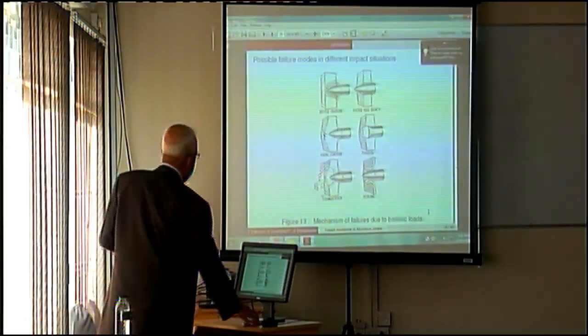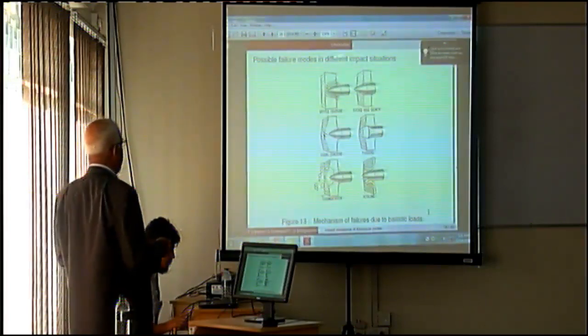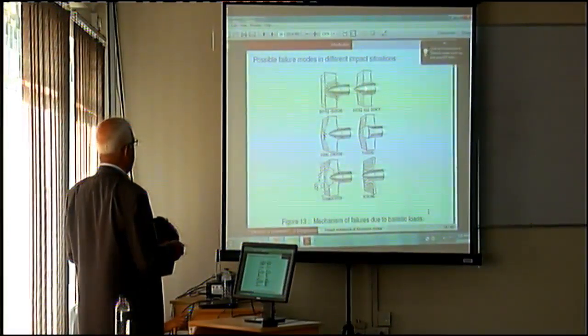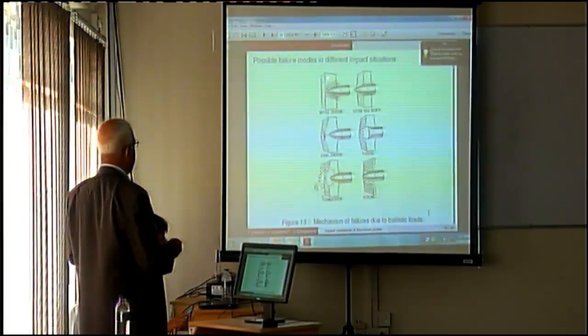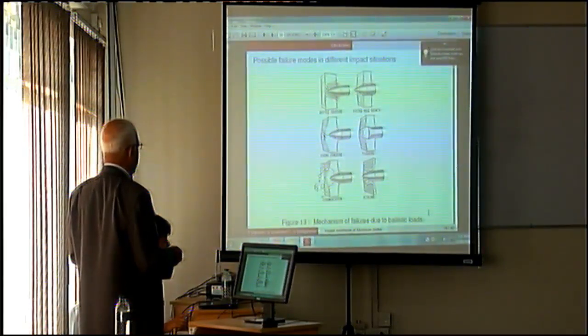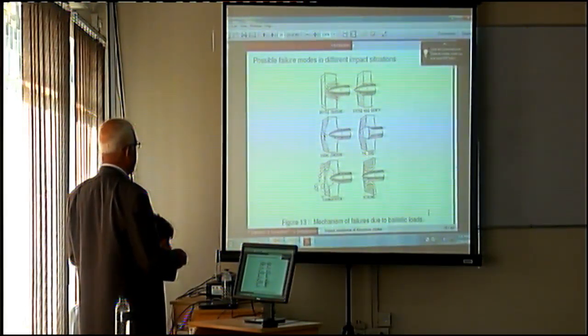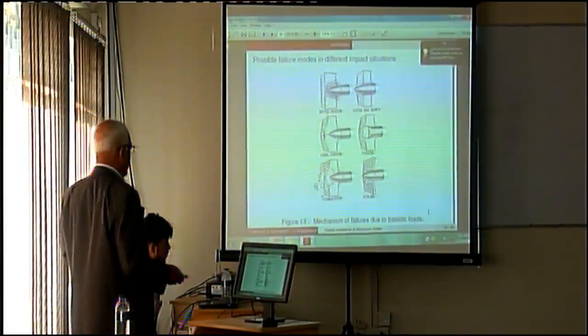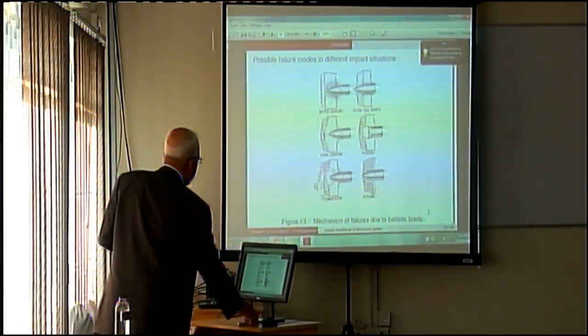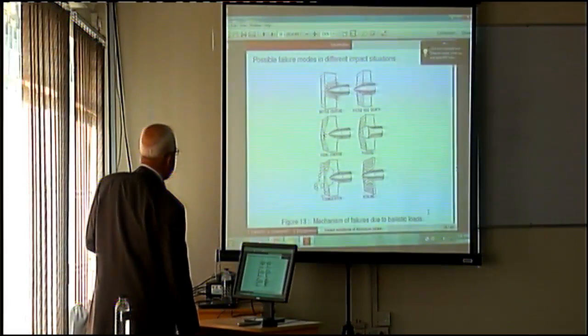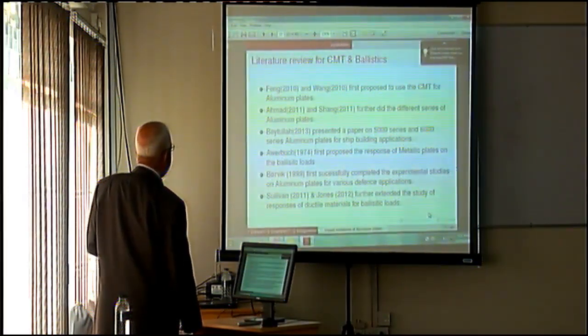And this is the failure mode, the failure mode due to impact. Suppose the missile or the gun comes and hits the plate, how does it fail? There is fragmentation, petaling, plugging. These are all commonly seen. In between petaling and plugging we have something called kinking, and these are all mechanisms of failure in that plate. And this is a literature survey.